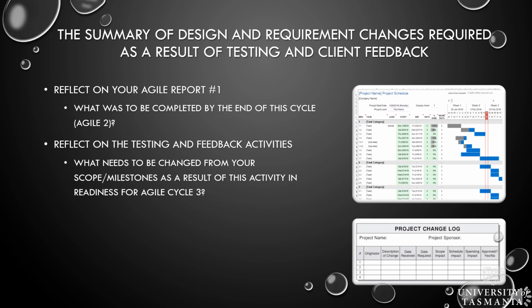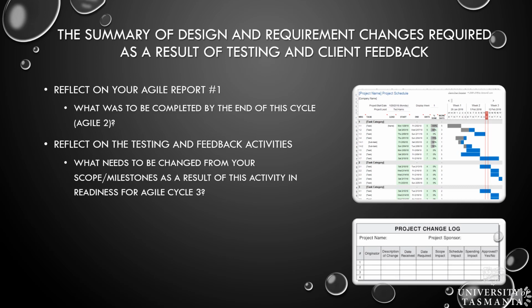Our final component here is a summary of the design and requirement changes. Now in Agile 1, we've already done this, but we were a little bit loose on the way we did this. There wasn't a lot of project methodology brought in at that stage because we just wanted you to get familiar. Now, of course, we're performing as people engaged in a professional project would.